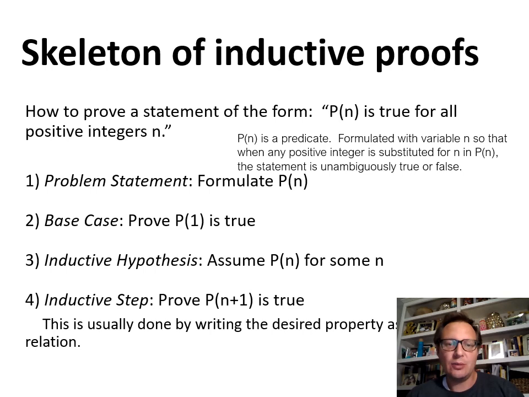Then in step 2, we have to show that the base case holds, meaning we have to prove that P of 1 is true. In step 3, we assume our inductive hypothesis, meaning we assume that P of n holds for some n. And then in our inductive step, which is where most of the action happens, we have to prove that P of n plus 1 is true by leveraging the inductive hypothesis and the problem statement. Okay, so let's see how we are going to apply this skeleton on a couple of simple proofs by induction.